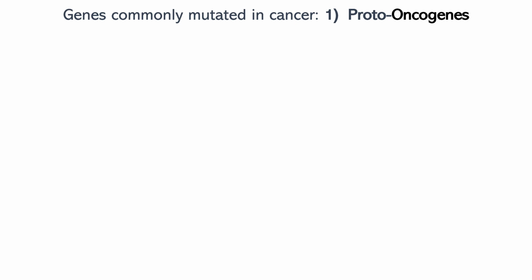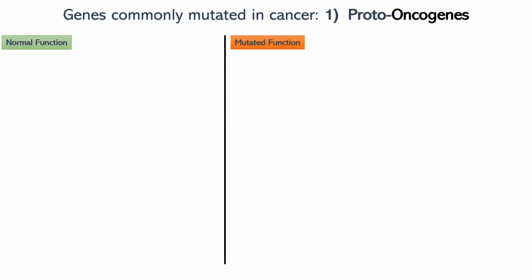So now we need to understand which genes are most commonly mutated in cancer. There are 2 main types of genes that are usually associated with cancers, and the first one is called proto-oncogenes. First of all, we will study the normal function of proto-oncogenes, and then we will go to the mutated function. Within the DNA, there are areas called genes. A gene is an area of the DNA that produces a protein, okay? Some of these genes are called proto-oncogenes.